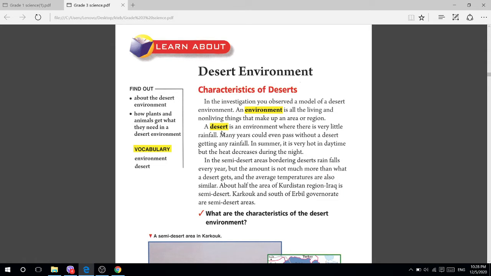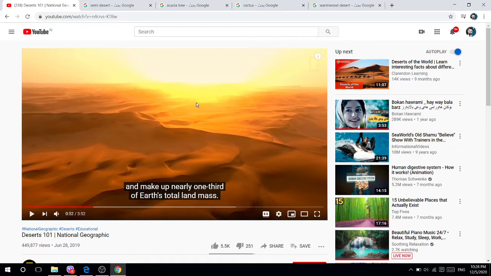A desert, okay, underline a desert, is an environment where there is a very little rainfall, okay? In a desert, very dry, okay? Very little rainfall, okay? There is no more rainfall, okay? You should understand what is the characteristics of desert. Desert is an environment where there is a very little rainfall, okay? Very little rainfall. Look at this video, you will understand what is the desert.